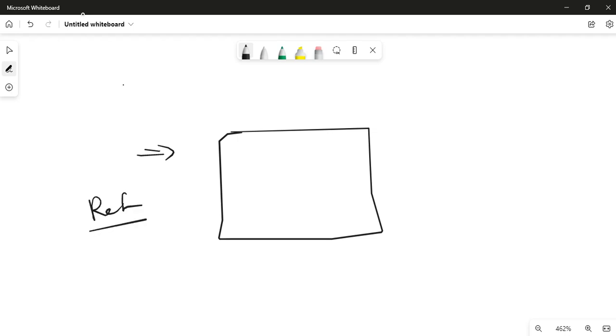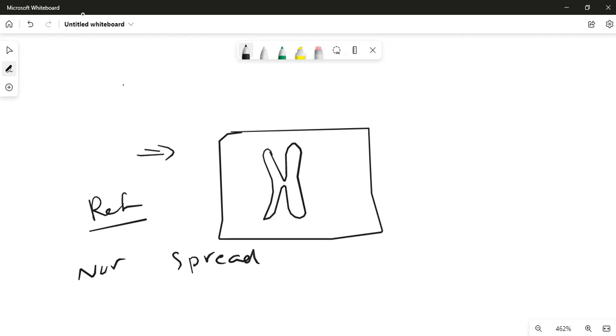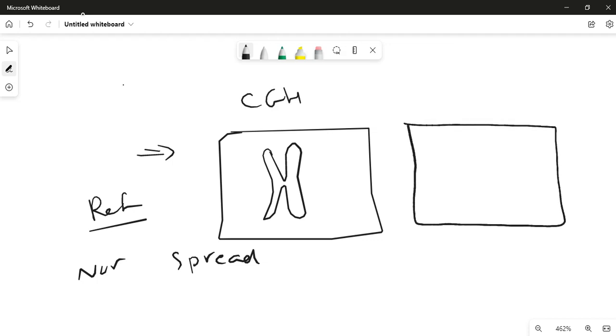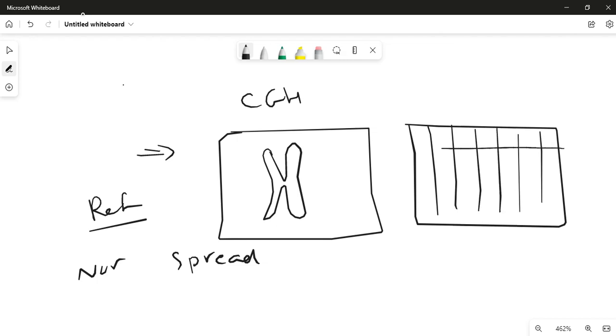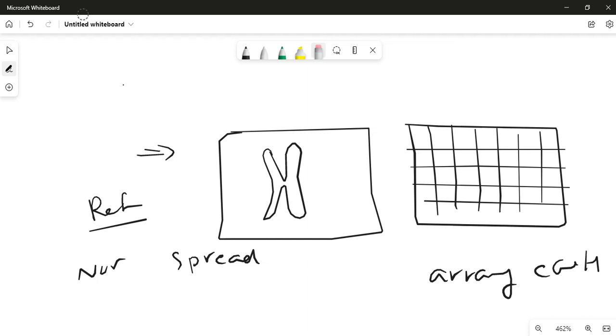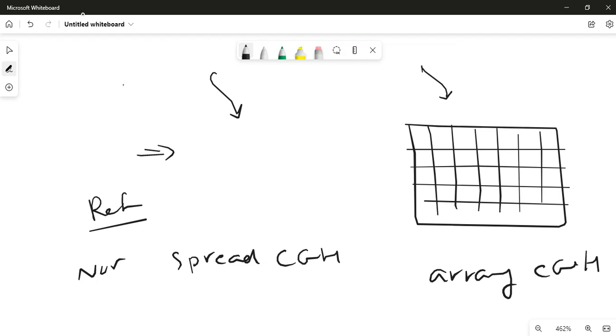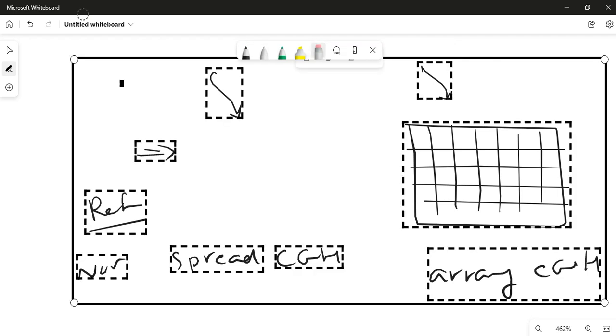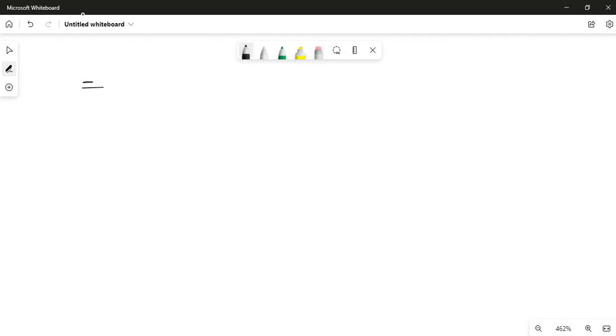The difference between Array-CGH and CGH is the usage of the reference or the normal spread of metaphase chromosomes in CGH, but using probes that are attached to a DNA chip in Array-CGH. So the difference is replacing a metaphase spread by probes attached to a DNA chip. In array, we have a very good resolution. In CGH array, we have the same data as CGH, but in a very high resolution picture.